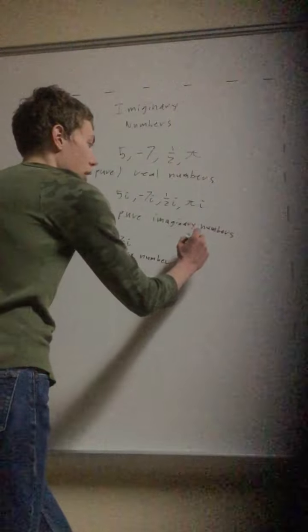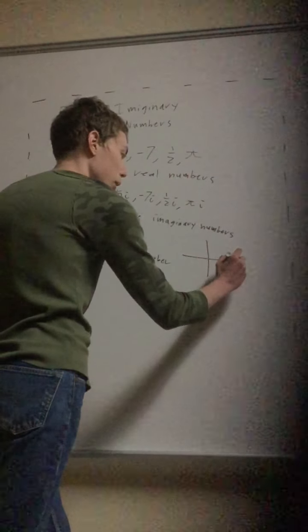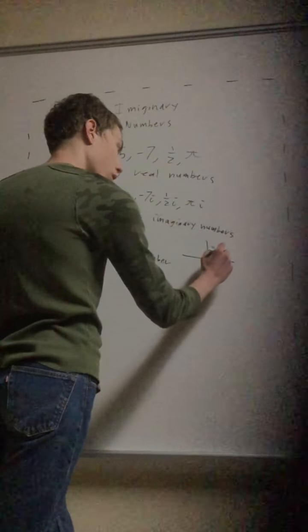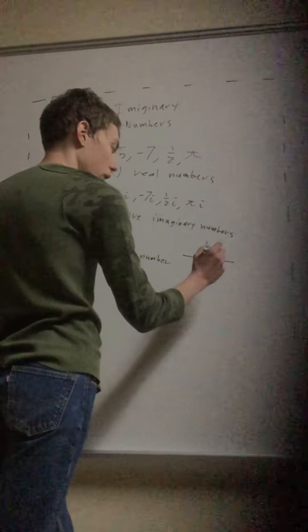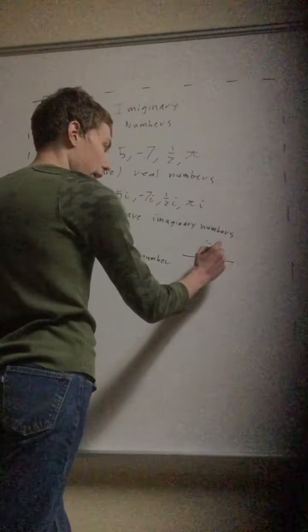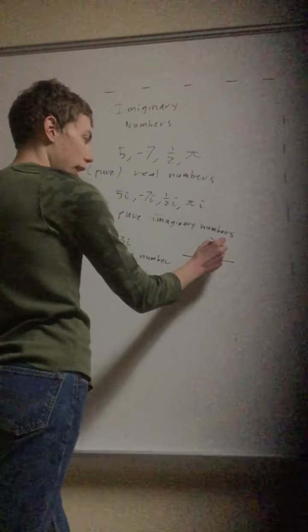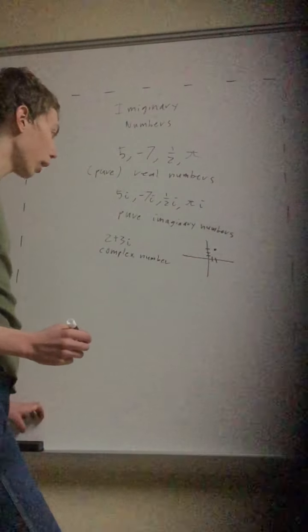Also, we have something called the complex plane, where you just treat the real part like an x-coordinate and the imaginary part like a y-coordinate and put it on the graph. And we say that this is what the number looks like in the complex plane.